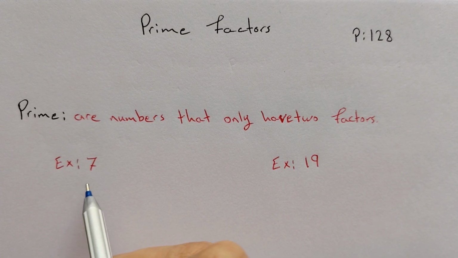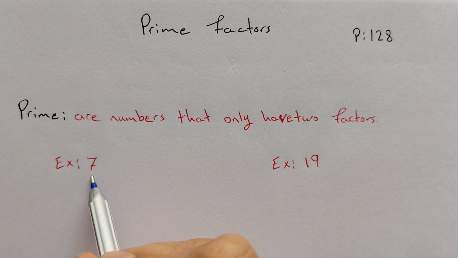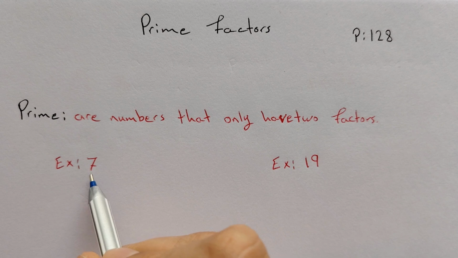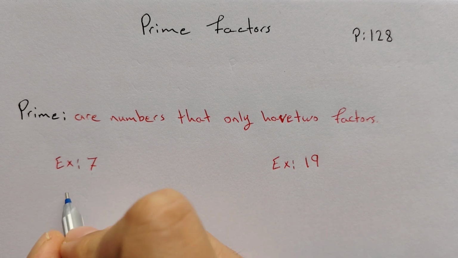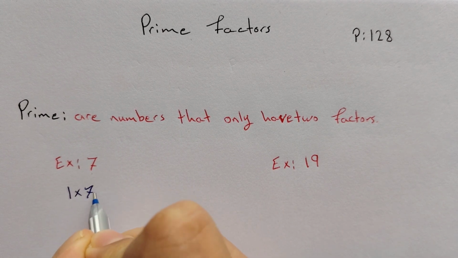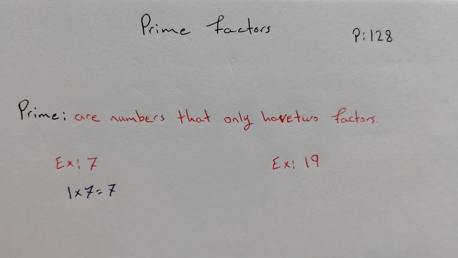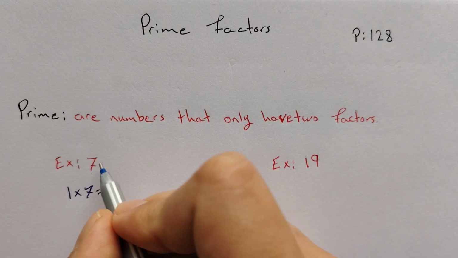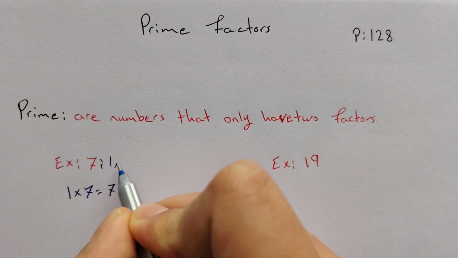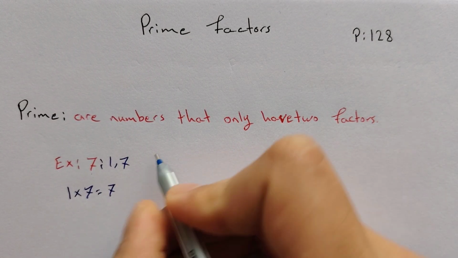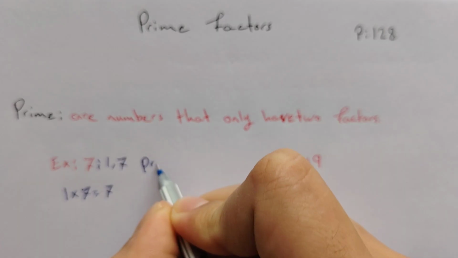So that means I only have two numbers that I can multiply which will be equal to 7. I only have 1 times 7, which is equal to 7. I don't have any more multiplication that's equal to 7. So the factors of 7 are 1 and 7. Since we have two factors only, we say 7 is a prime number.